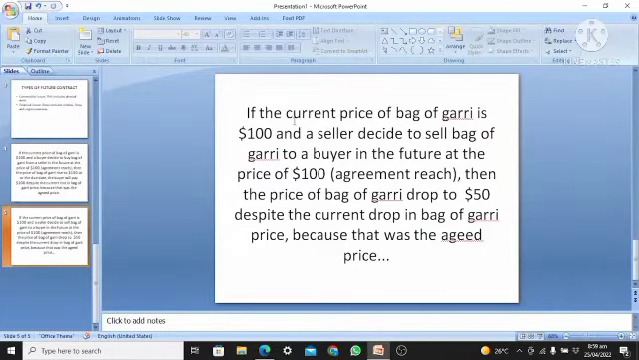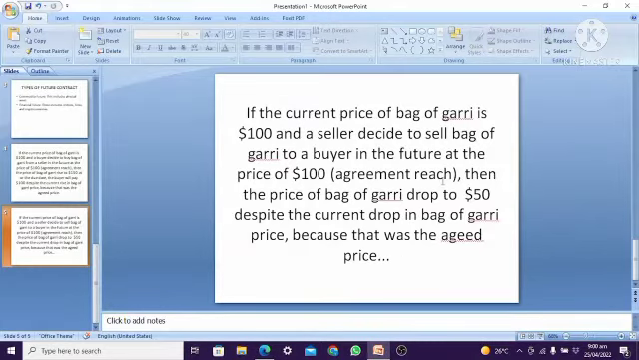If the current price of a bag of garri is $100 and a seller decides to sell a bag of garri to a buyer in the future at the price of $100, agreement reached, then the price of the bag of garri drops to $50. Despite the drop, because that was the agreement price, the buyer does not have a choice.